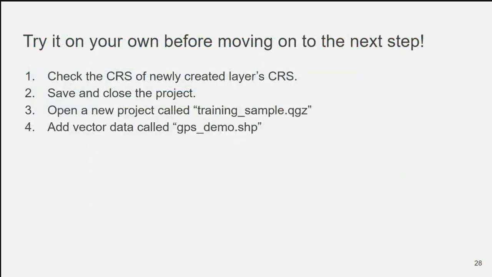Before moving to the next section, try these tasks on your own. First, check the CRS of the newly created layers. Second, save and close the project. Third, open a new project called training sample. Fourth, add the vector data called GPS demo.shp. In the next video, I'm going to talk about vector creation and modification.